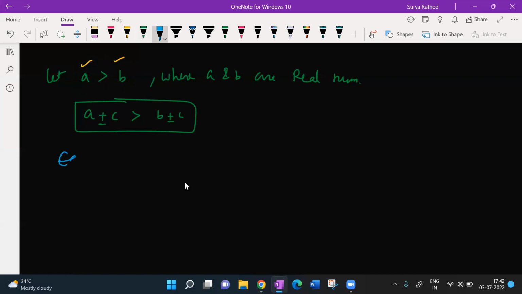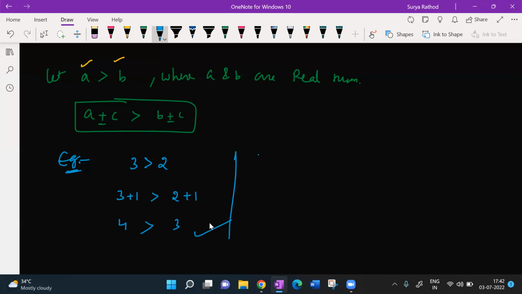Look at this. Suppose 3 is greater than 2. Do you agree with my point? If I add a number 1 on both sides, what happens now? We get 4 and 3. Is 4 still greater than 3? Yes.